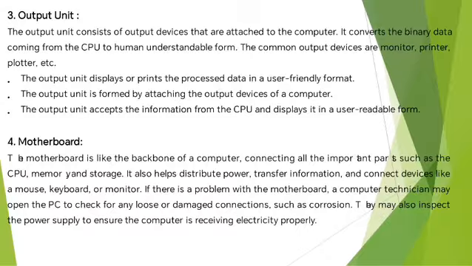Output unit. The output unit consists of output devices that are attached to the computer. It converts the binary data coming from the CPU to human understandable form. The common output devices are monitor, printer and plotter, etc.